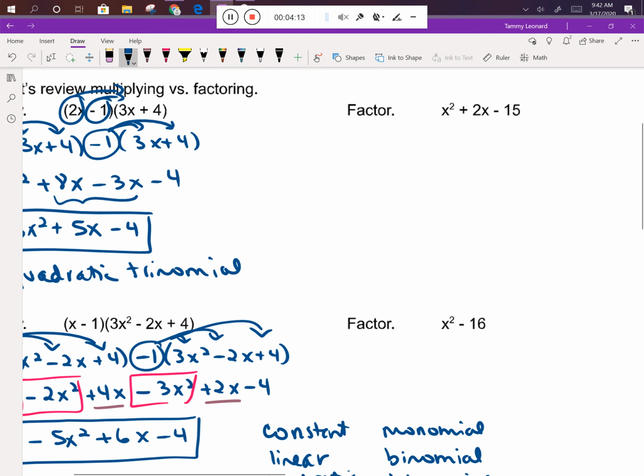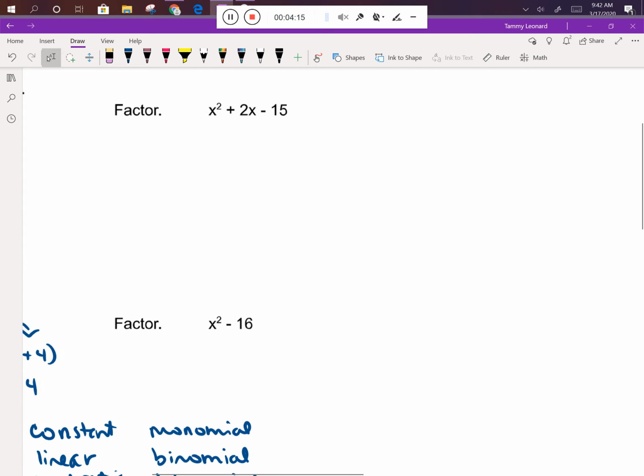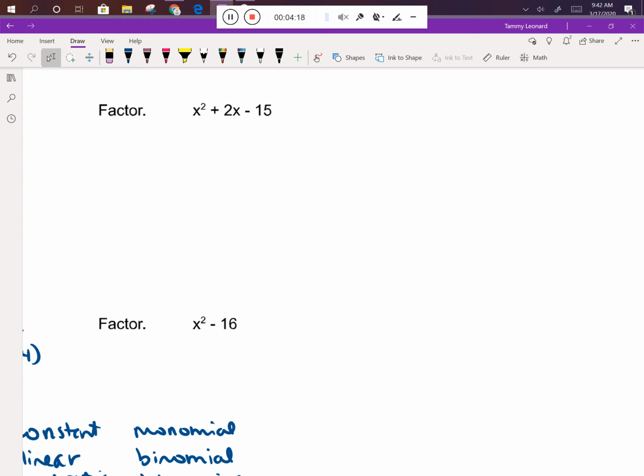All right, now we're going to do a little bit more review, but this time reviewing the stuff that we've been practicing quite a bit since we last saw each other in person. Here are 2 factoring problems. The top one has a quadratic trinomial and the bottom one has a quadratic binomial. Push pause, take a few minutes and try both of these problems, and then when you're ready, push play to compare your work.